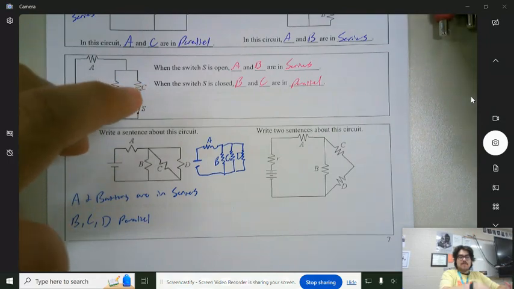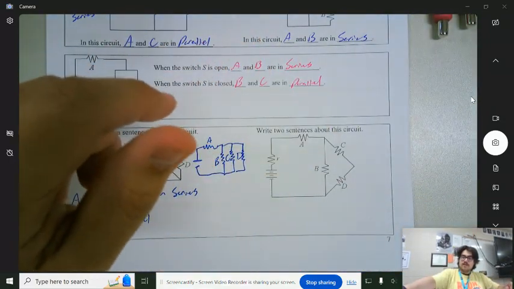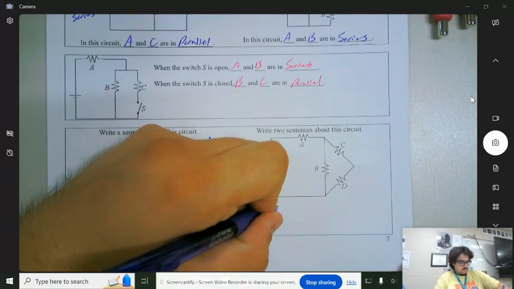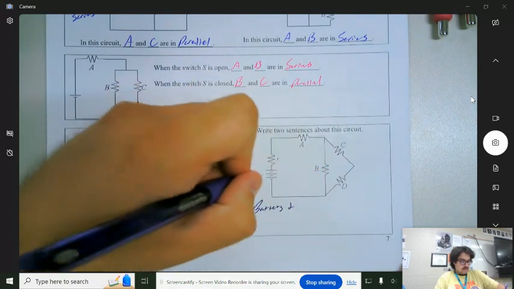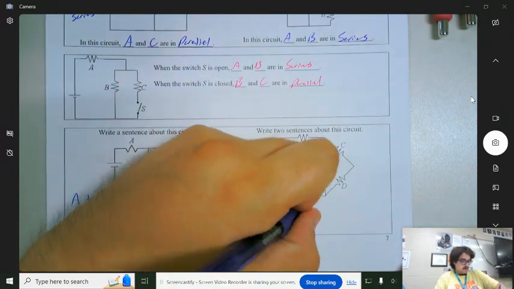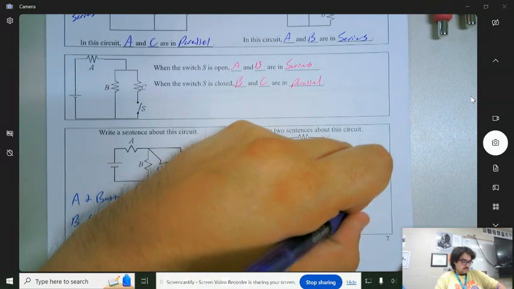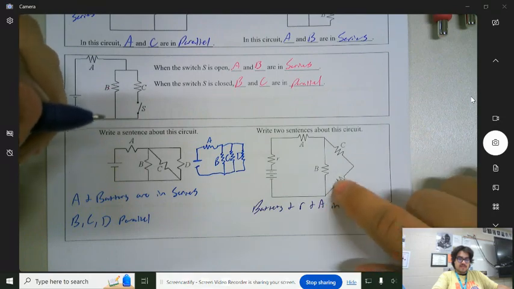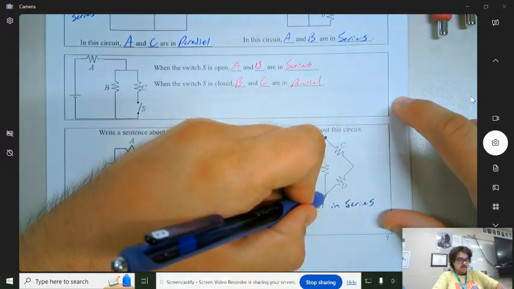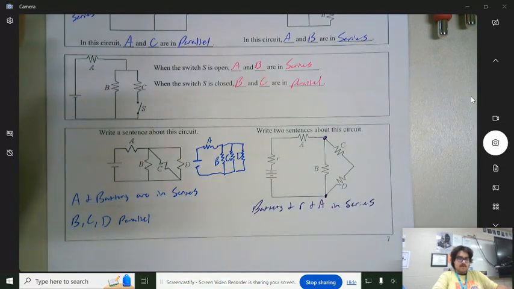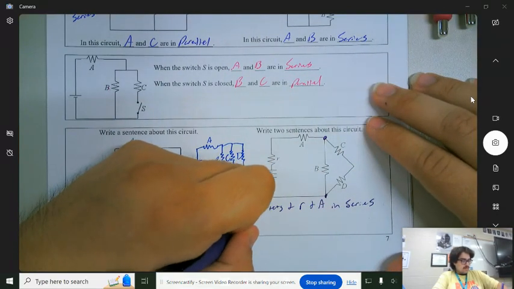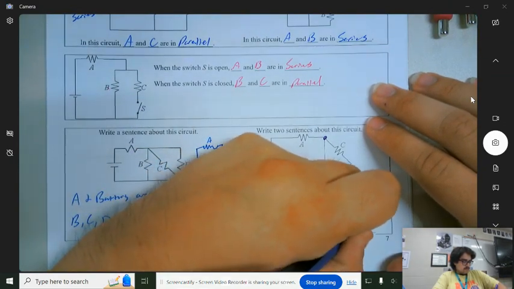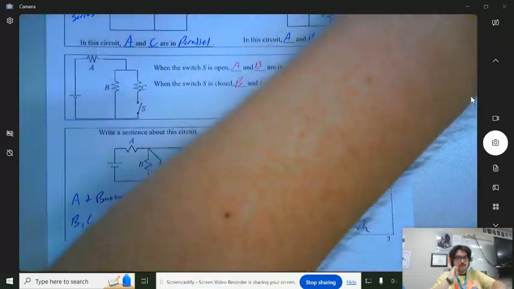Okay, and then talking about the other circuit, if we're talking about this second circuit here, we can say that the battery, the little r here, and A are in series, okay? And B is in parallel with the C and D branch, right? Because there's a junction right here. So B is parallel to the C and D branch, okay?